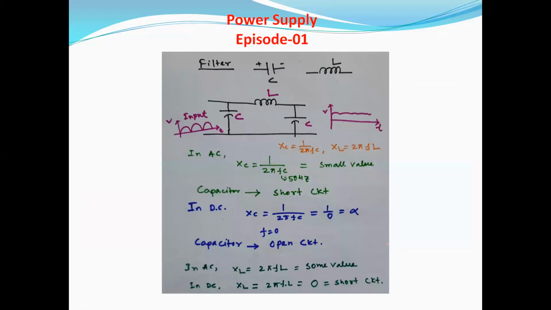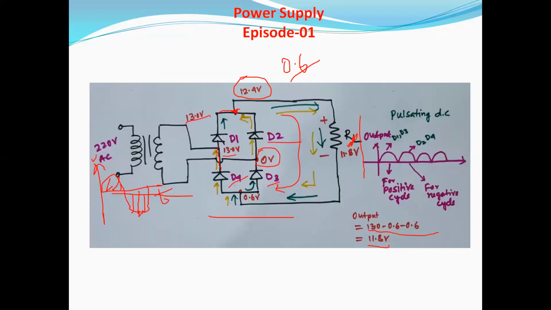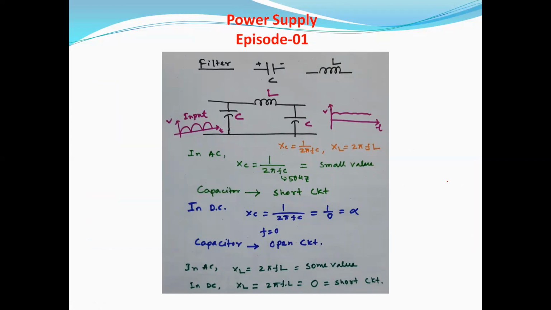Filter circuit. As we are not using any filter circuit in this diagram, across the load we will get pulsating DC. Filter circuit is nothing but a combination of capacitor and inductor. Capacitor and inductor both offer resistance.